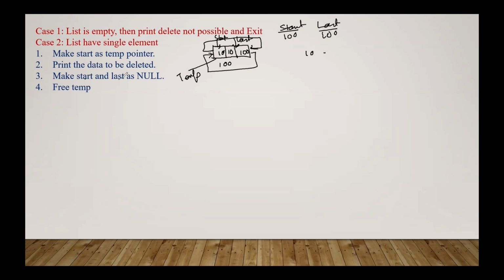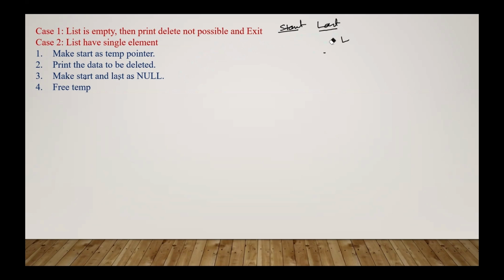Make the start as well as the last pointer null. Now what happens? You have to make this one null, this one null. If you make this one null, then what happened? The pointer pointing to this is gone. So now it's free. Then you have to free the temp, meaning whatever memory is present inside the temp we have to delete. Now we delete this one. So once you delete, then what happened?